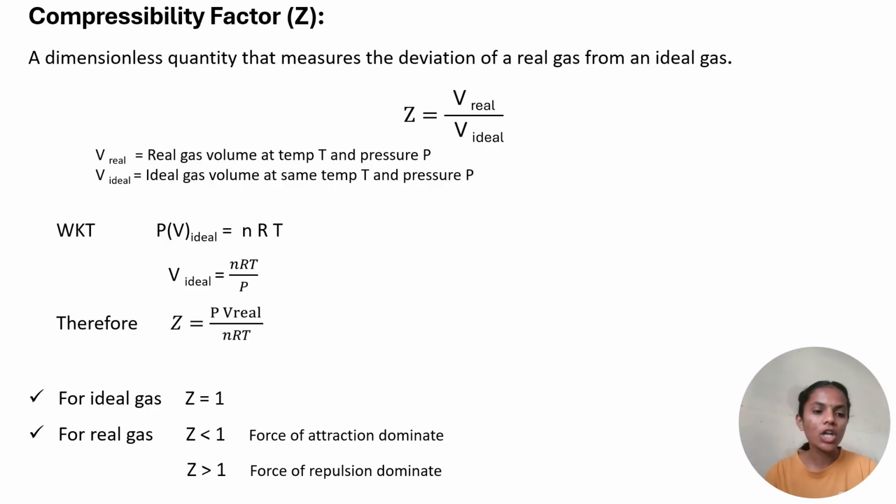The next scenario is Z greater than 1, which means the repulsive forces between the gas molecules push the molecules apart, resulting in an increase of real gas volume. This is more likely to occur at high pressure and high temperature. From this, we can say that volume of ideal gas is greater than volume of real gas.